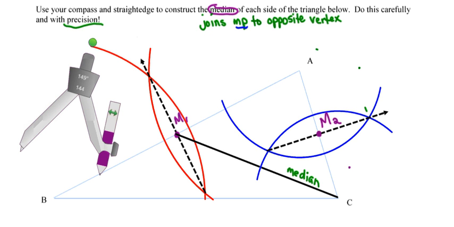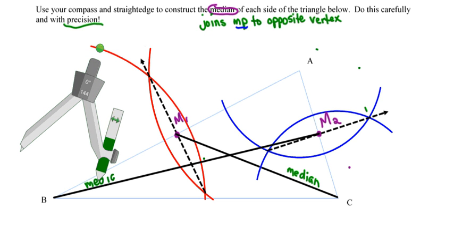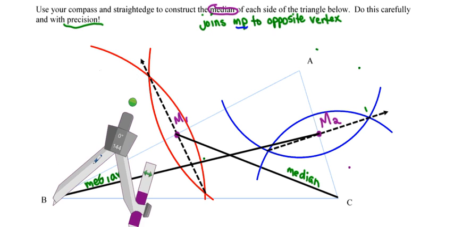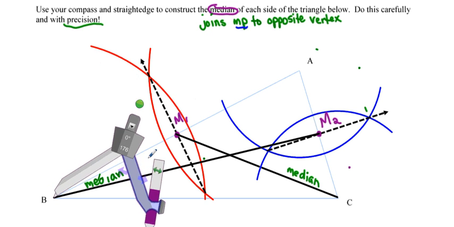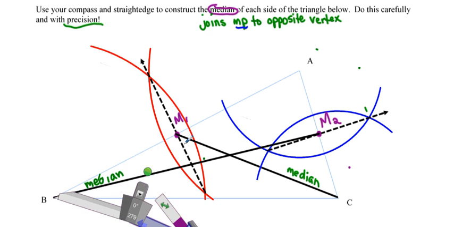Once I know exactly where the midpoint is, I'll take my straight edge and connect that midpoint to the opposite vertex. In other words, I'm connecting midpoint 2 to vertex B. And that represents a second median in my triangle. Now I'm going to construct the third median of my triangle. In order to construct the third median, I'm going to begin by constructing the perpendicular bisector of side BC.